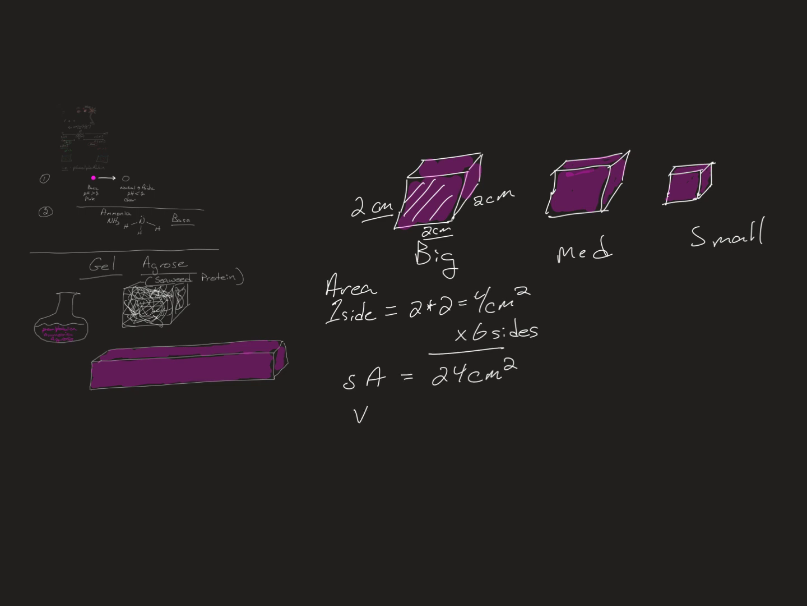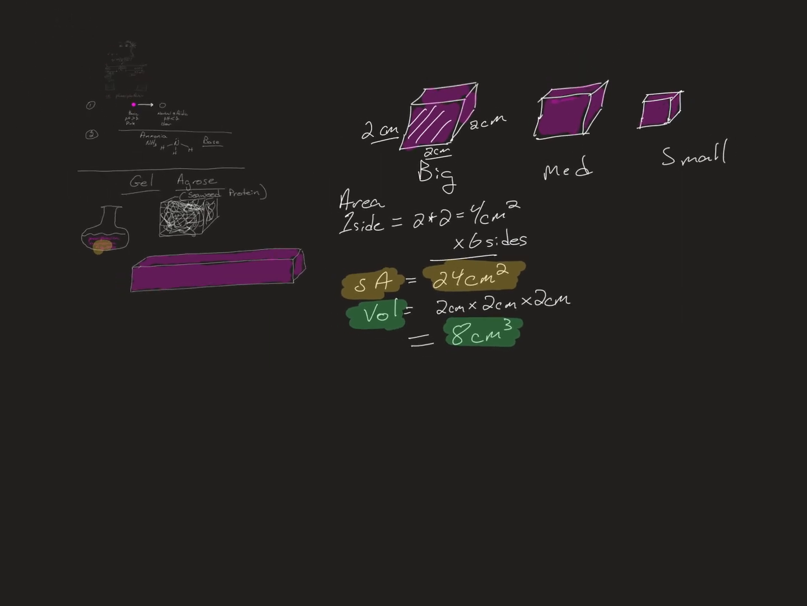And volume's easy. What's volume? Length times width times height. So 2 centimeters times 2 centimeters times 2 centimeters. That's 2 times 2 is 4, times 2 is 8. 8 centimeters cubed. So now you have 8 centimeters cubed. You have 24 centimeters squared. You have surface area, and you have volume.